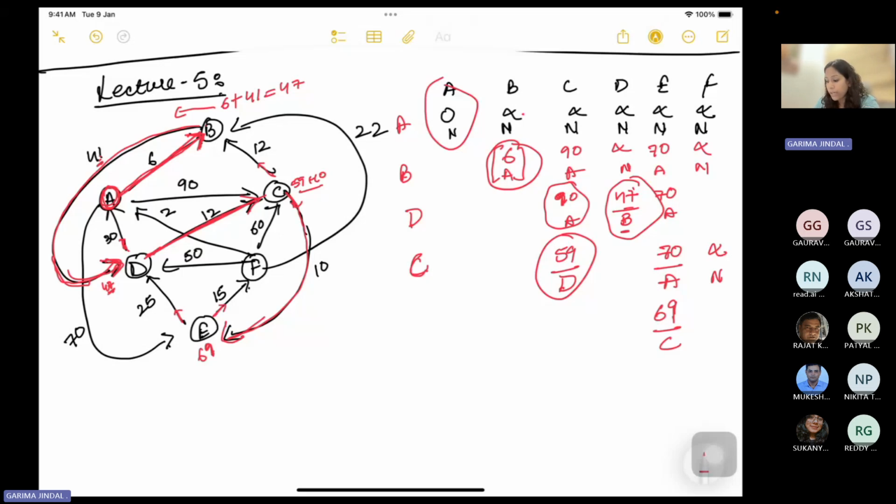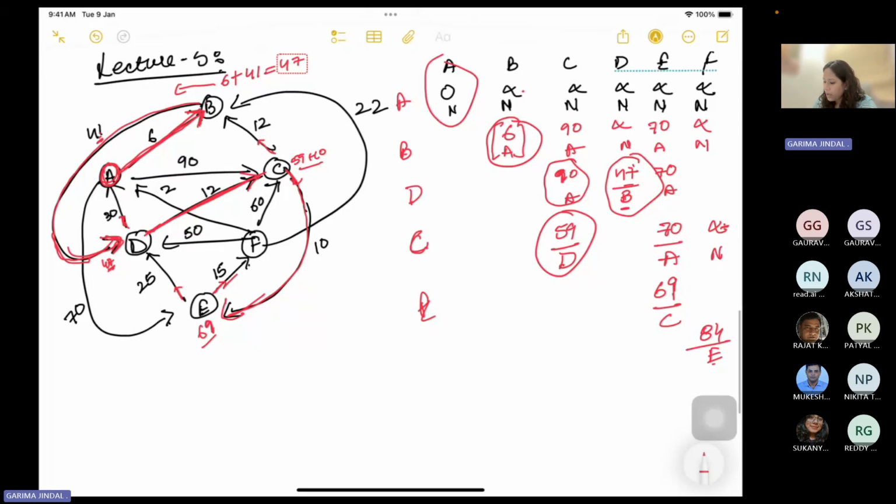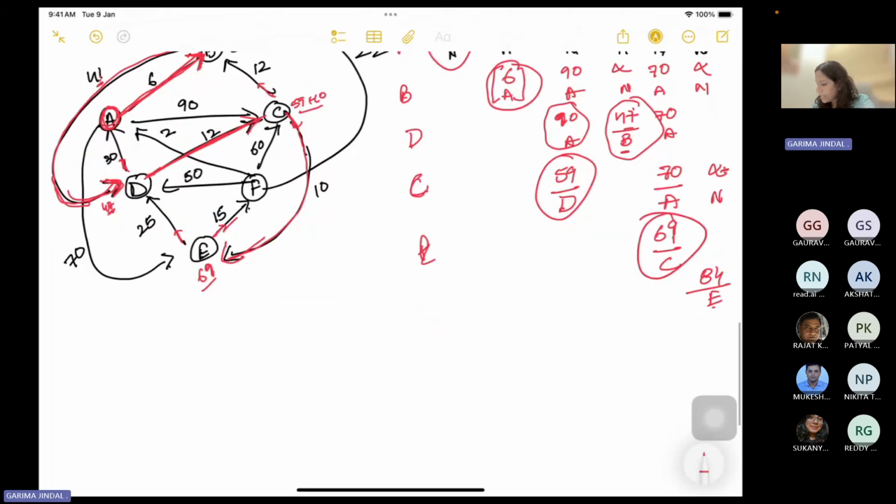Now we will calculate the cost. The cost will be 69 plus 15, that is 84. So 84 is less than infinity. So we have here 84, and we are visiting from E. Now at this step we have only this option, so next F will be visited.